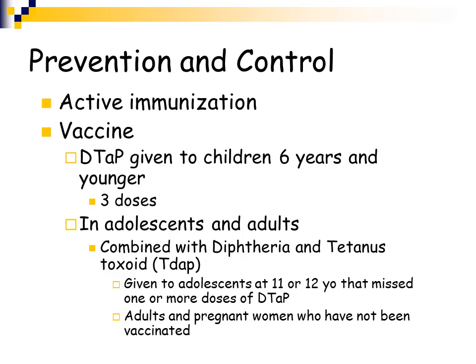It's now called the Tdap, and it's given to adolescents at 11 or 12 years of age that either missed one or more doses of the original DTaP vaccine. It's also given to adults and pregnant women who have not been vaccinated.